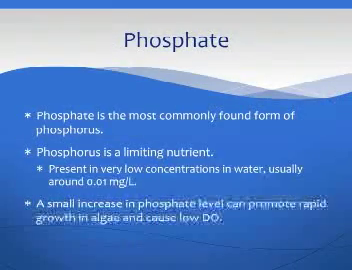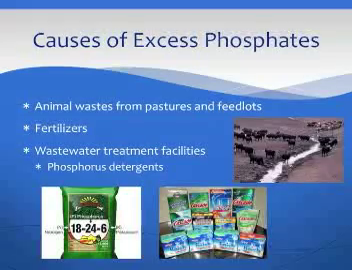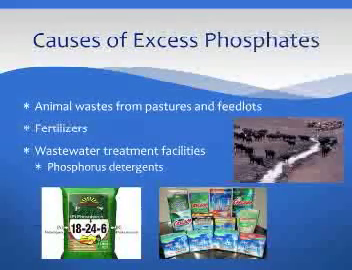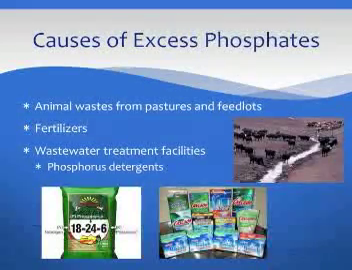Like nitrogen, phosphorus is an essential nutrient for plant and animal life. In most freshwater systems, phosphorus is a limiting nutrient. That is to say that it is so valuable, most of it is taken up right away by living organisms that need it for growth. Thus, even small increases in phosphorus can promote rapid growth in algae, which can result in low dissolved oxygen and the death of fish and macroinvertebrates. Phosphate can come from many of the same places the nitrates come from, mainly from fertilizers and from animal wastes, along with wastewater treatment facilities.